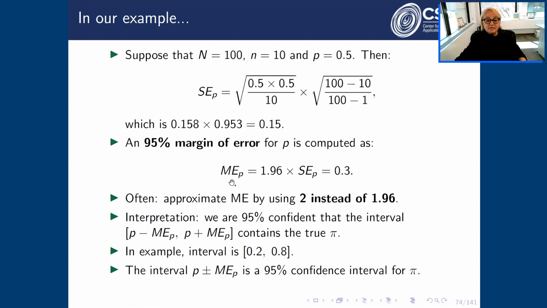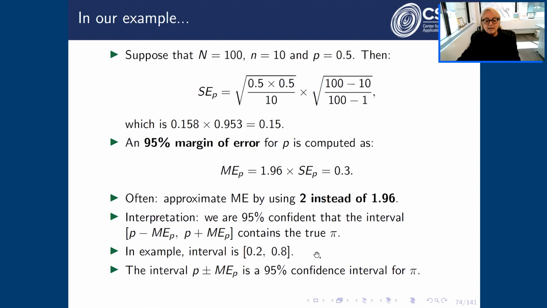So then what I can compute is an interval estimate for P. That interval estimate would be P minus the margin of error, that's the lower bound of the interval, and the upper bound is P plus the margin of error. In this case, you get 0.2 to 0.8, which is pretty wide. And how do I interpret that? I am 95% confident that the interval that I just computed contains the true value of the population proportion.